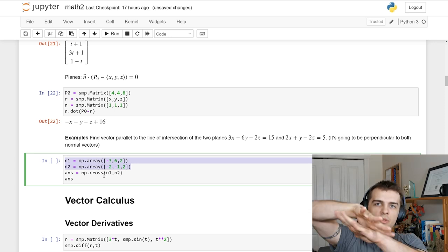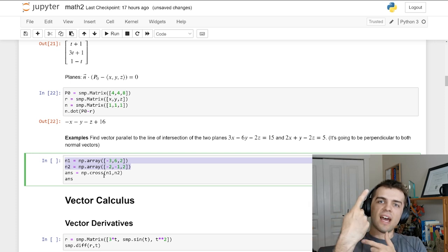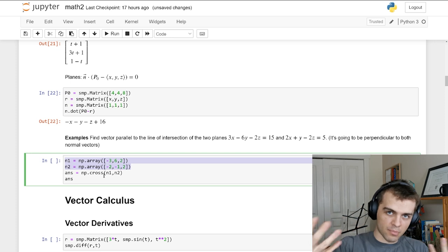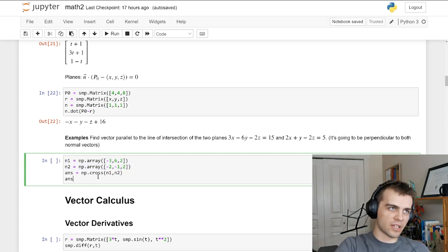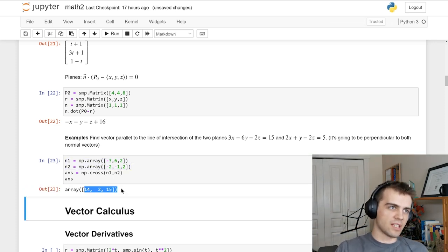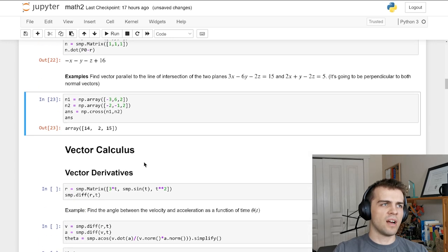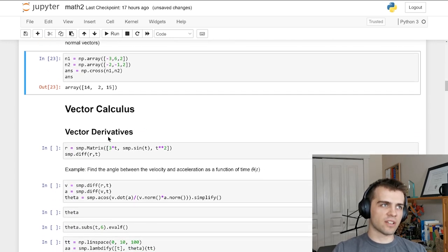It's going to be perpendicular to both, right? If I have two planes intersecting and I look at the normal to each plane, that line of intersection lies on both planes, so it's perpendicular to both normal vectors. And this will get me a vector that's perpendicular to both planes. Again, if you're not used to this, just go back through the second year calculus stuff and you'll see why this makes sense. Then you start to get into vector calculus itself.